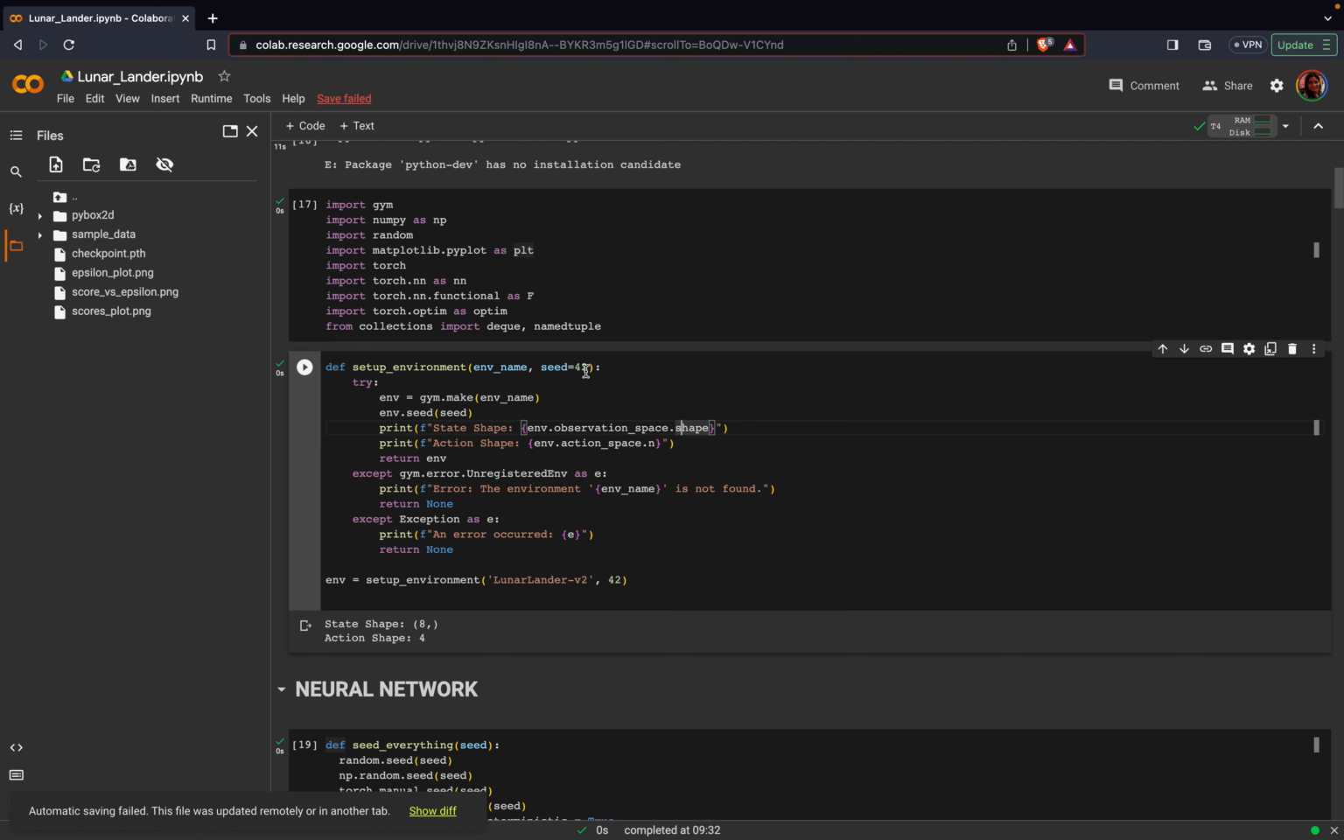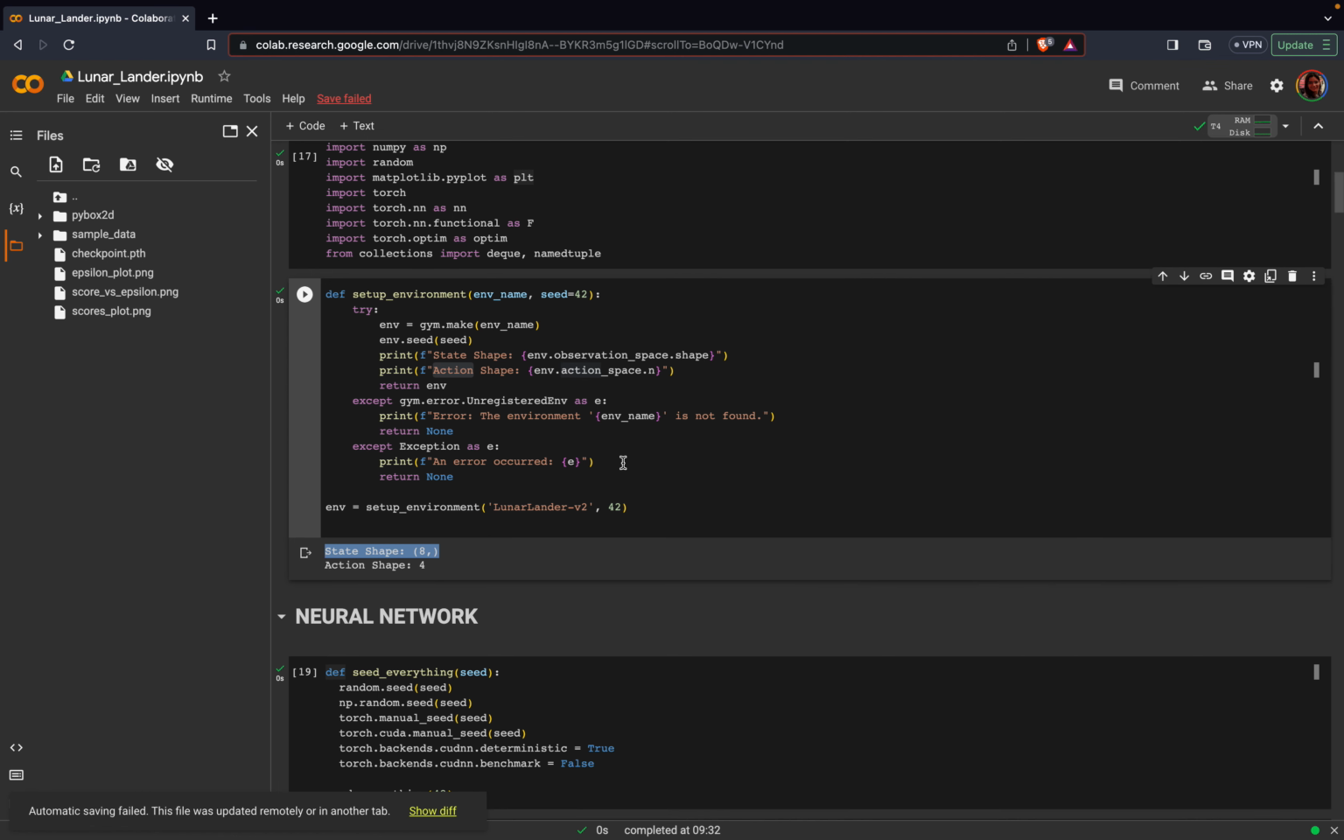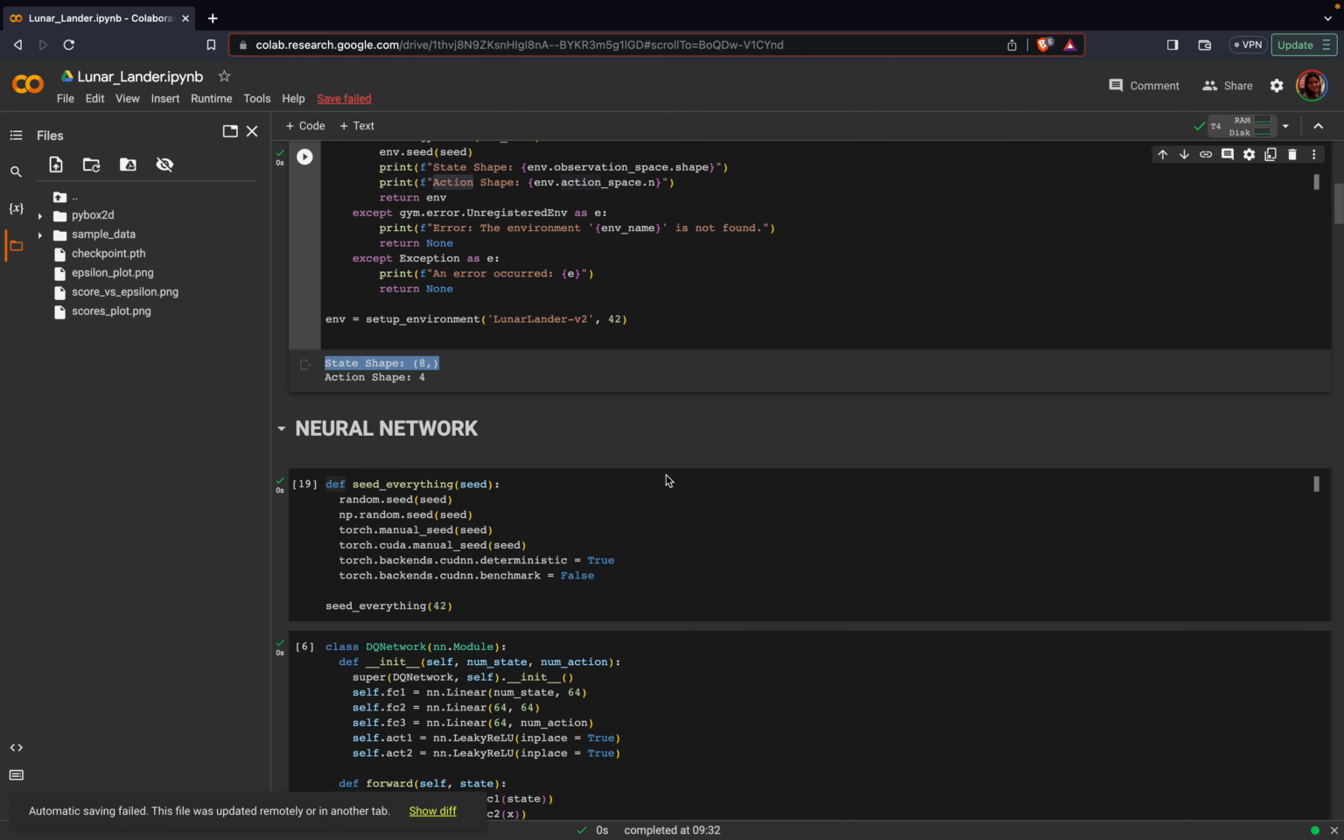It takes the environment name and seed. I called gym, that is OpenAI Gym dot make, and passed in the environment name. It sets up the whole environment for me. Then I set the seed, and I print the state shape and the action shape. It returns that for the state we have 8 states, and for the action we have 4 actions, right? And if not, then of course we have the exception errors.